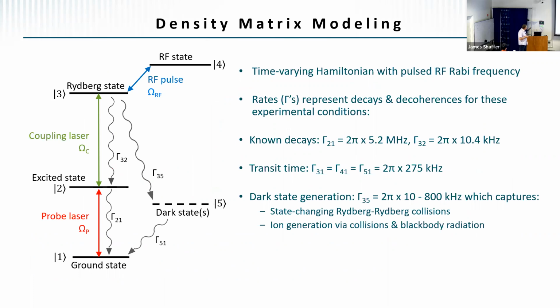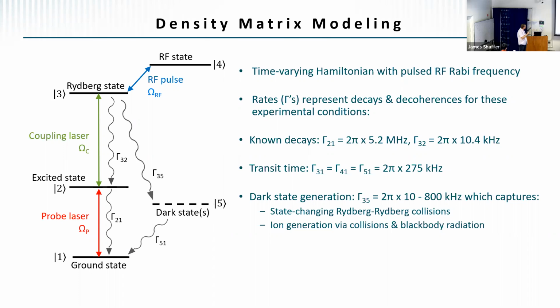It's in a vapor cell, so we didn't want to model collisions in detail. We wanted to make our lives simple. So we modeled all the bad things that can happen to the Rydberg state with the dark state. The densities of the excited atoms are not really high enough for us to care about anything bad that can happen at this state.